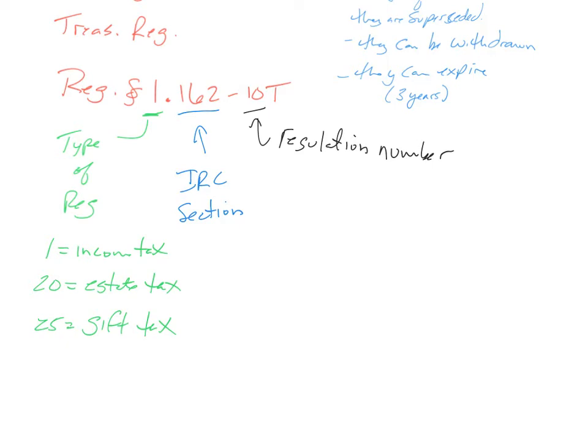Okay, and then the last thing that we have in this citation is this T, and that T tells us it's temporary. Okay, if there was a P, that would be proposed. If it's a final reg, then it doesn't have a letter there, okay? So that's how you can tell just by looking at the regulation whether it's temporary, proposed, or final, okay?